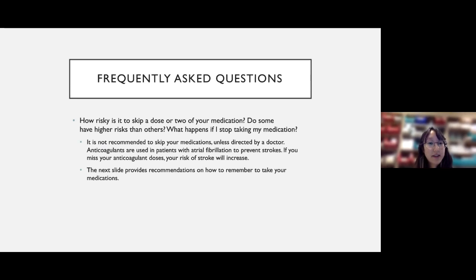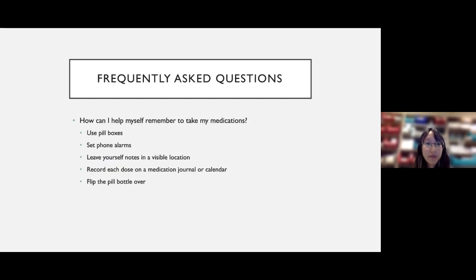And the next slide is going to provide recommendations on how to remember to take your medications. So you could use pill boxes, you can set alarms on your phone or reminders, you could leave yourself little post-it notes in visible locations that will serve as a reminder. You can record each dose of medication you take in a medication journal or a calendar. Or whenever you take your medication, you can flip the pill bottle over, and that can kind of serve as your reminder as to whether or not you took that medication that day.